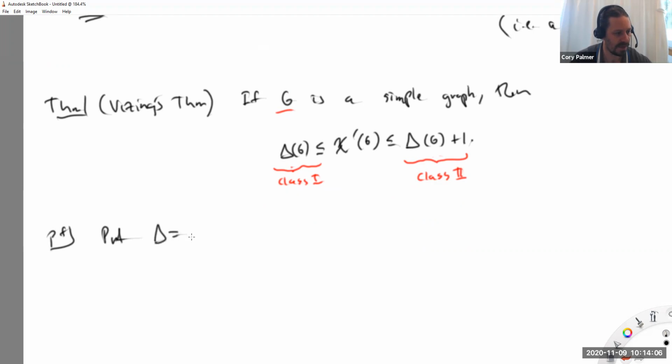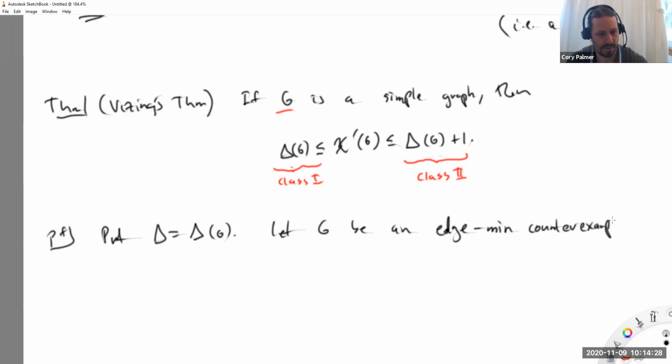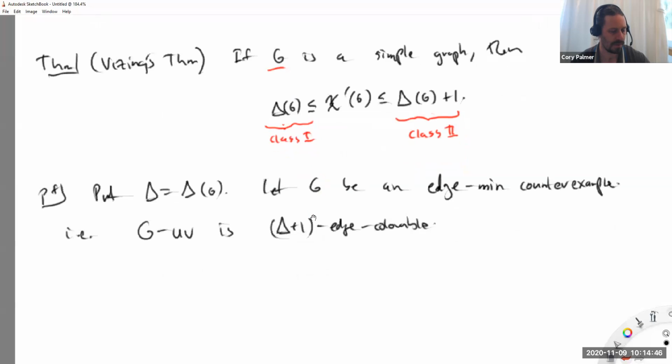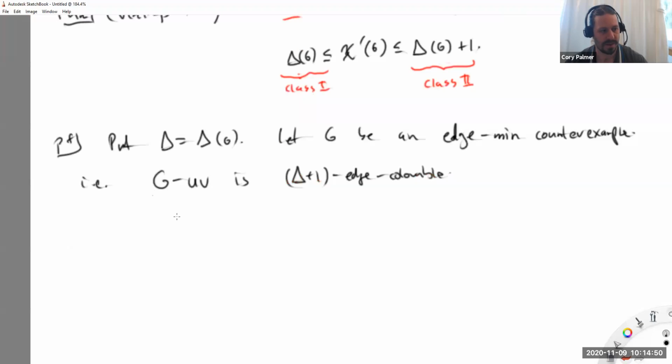So the proof is as follows. First, let's put big delta equal to delta of G so that I don't have to write delta of G every time. That's the max degree. And let G be an edge minimal counterexample. What this means is that G minus any edge UV is delta plus 1 edge colorable. Even if removing this edge drops the maximum degree, then it would be delta minus 1 plus 1 colorable, which is just delta colorable, and therefore still delta plus 1 colorable. Even if this dropped you down to a smaller category, it'd still be colorable.